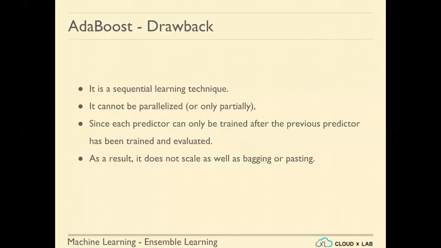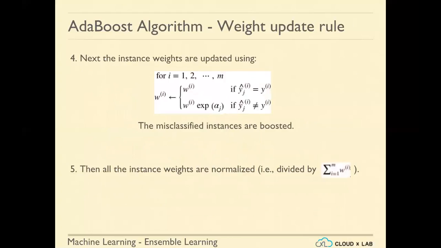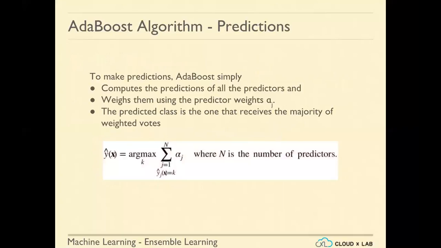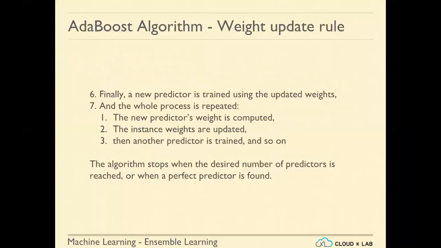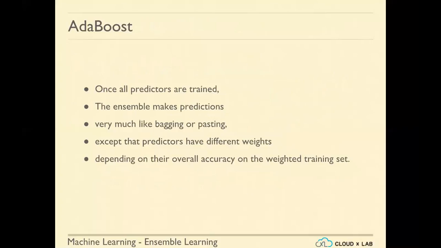It's a sequential learning technique, and it cannot be parallelized. We can only do it partially, for some of the functions, since each predictor can be trained only after the previous predictor has been learned and evaluated. As a result, it does not scale as well as bagging or pasting. So it basically does the prediction by giving weights to each predictor and picking the one which is doing good.